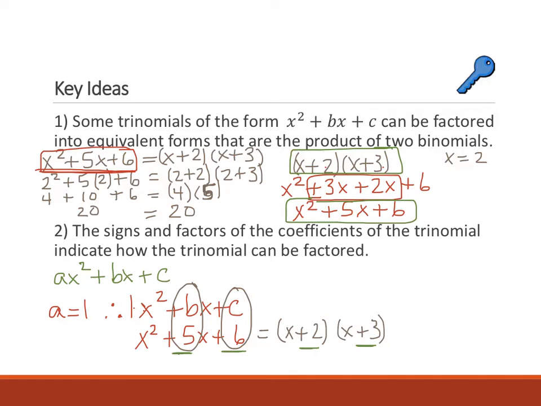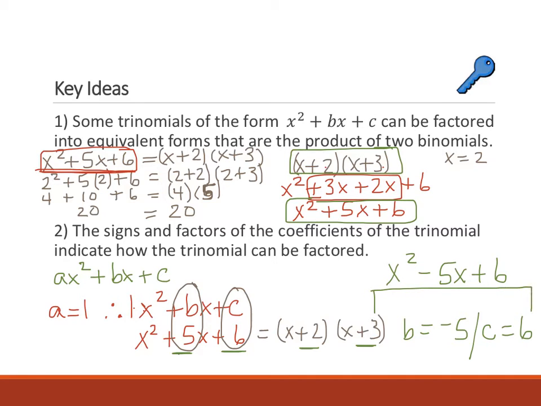But consider what would happen if I changed my sign of b to a negative. Now, b has a value of -5, whereas c has a value of +6. How would that change my factoring? Well, what it would do is change the signs of the binomials to subtraction signs, like so.